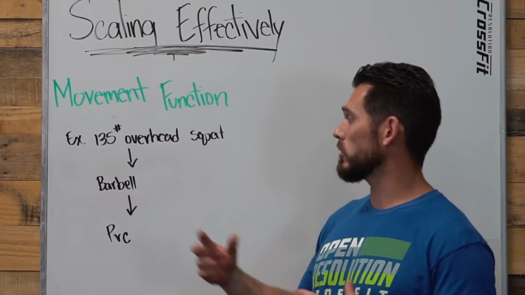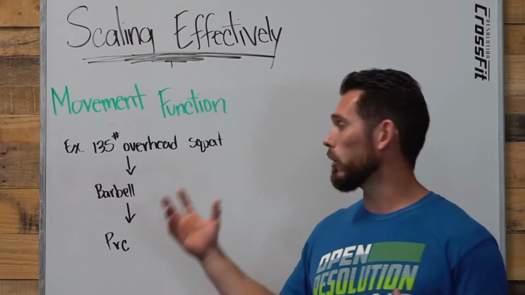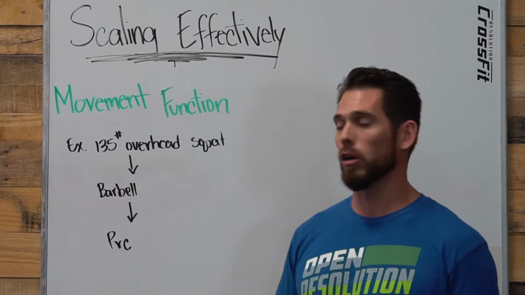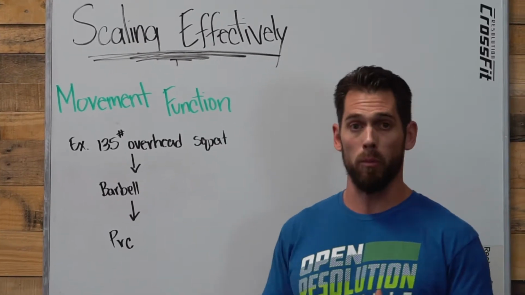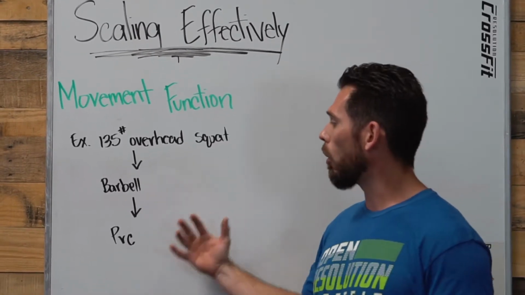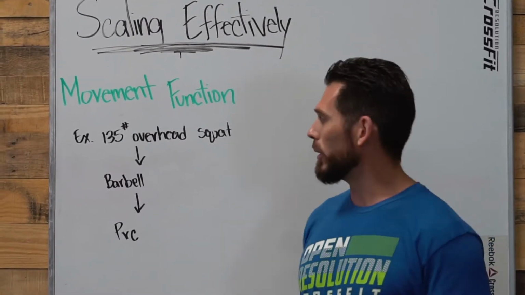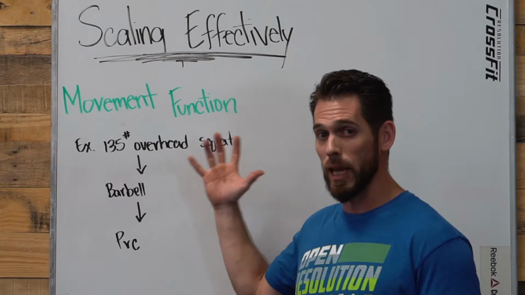Now, the example for us is going to be an overhead squat. Maybe we have a 135-pound overhead squat in the workout today, but that load is a little bit heavy for us. We move to a lighter load like a barbell, for example, and then we would go all the way down to an unloaded object like a PVC pipe, which weighs a couple ounces. But the idea here is that we're maintaining the same movement function.